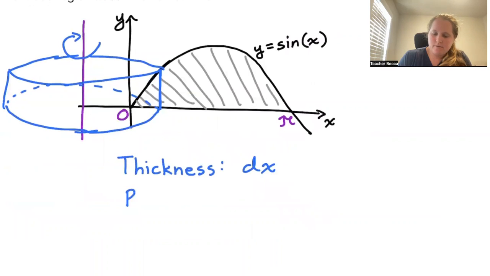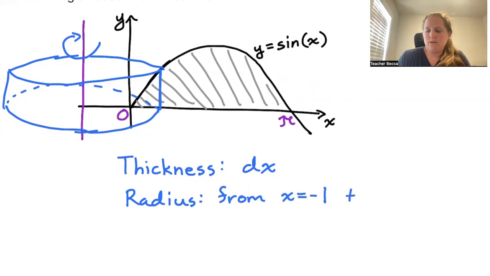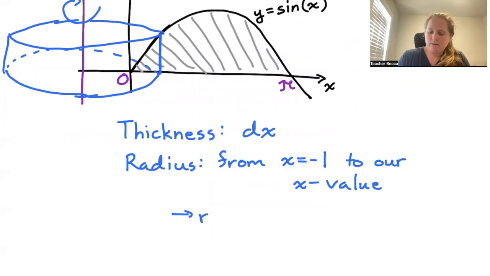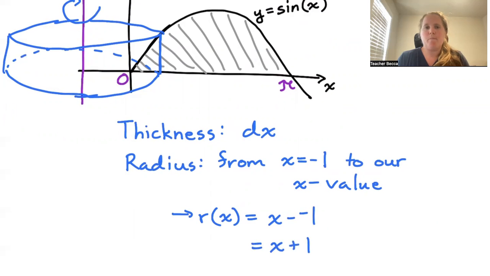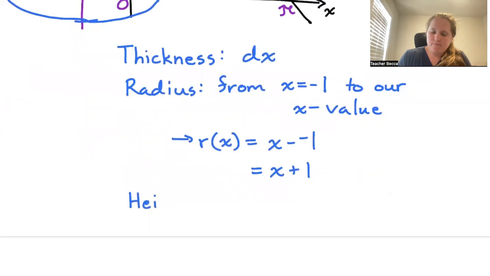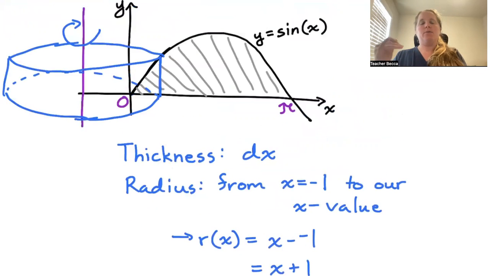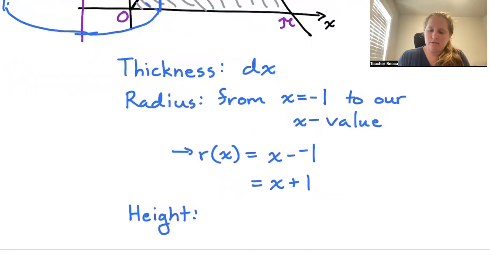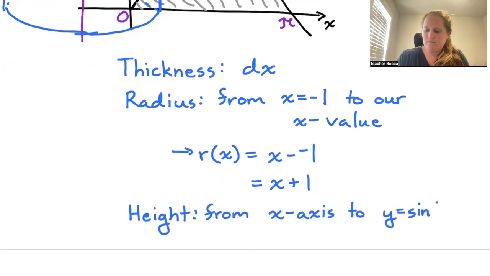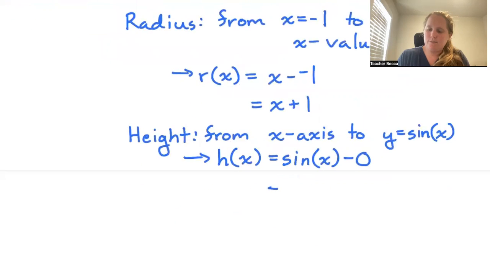Our radius, we're looking from x equals -1 to our x value. And so we have our r of x is just x minus -1, otherwise known as x plus 1. The height we are looking at, the cylinder height, we are running from the x-axis to y equals sine x. And so we have our h of x is just sine of x minus 0, or h of x is simply sine of x.